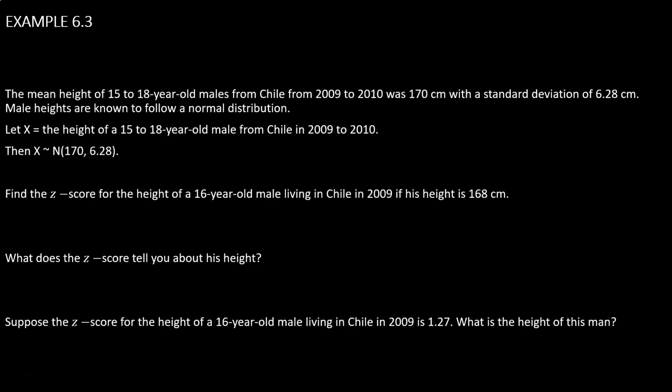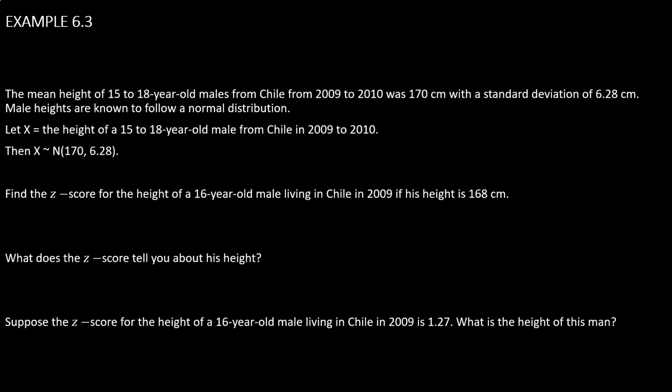Somebody collected data on male heights in Chile during the years 2009 to 2010. They found that the average height was 170 centimeters, and the standard deviation for these heights was 6.28 centimeters. Heights are a measurement, and they are known to follow a normal distribution. So we can use a continuous random variable, x, to represent these heights, and then we can write that x follows a normal distribution with a mean of 170 and a standard deviation of 6.28.